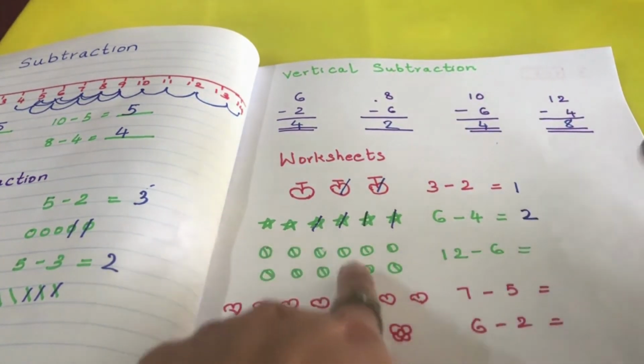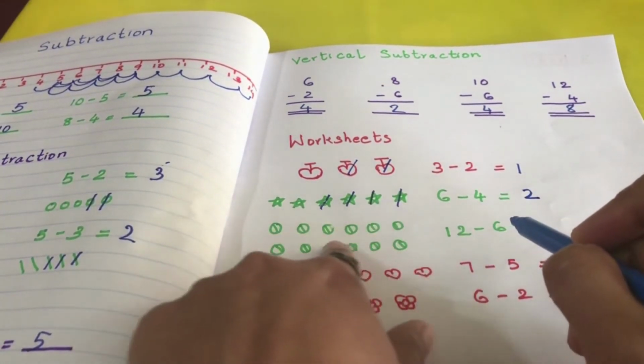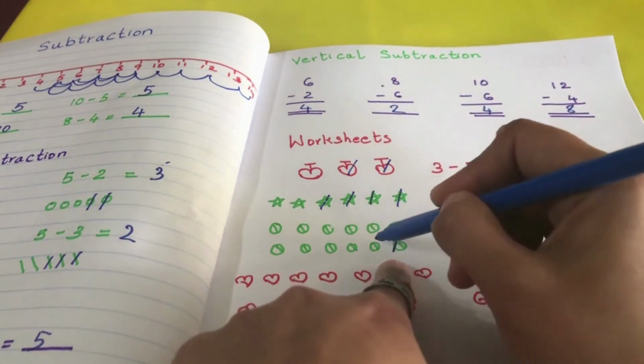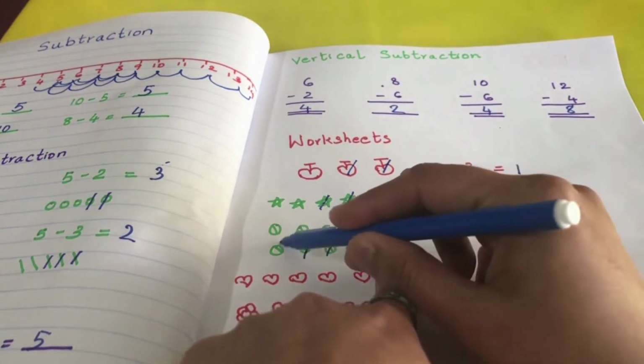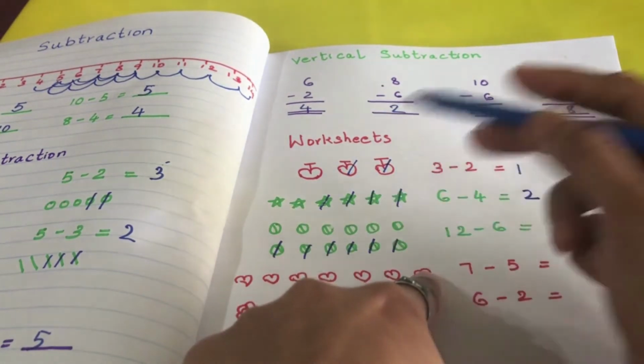So how many stars are remaining? 2. Next equation is 12 minus 6, and there are 12 balls, and how many balls do you need to cancel? 6. So 1, 2, 3, 4, 5, 6. And how many balls are remaining? 1, 2, 3, 4, 5, 6.